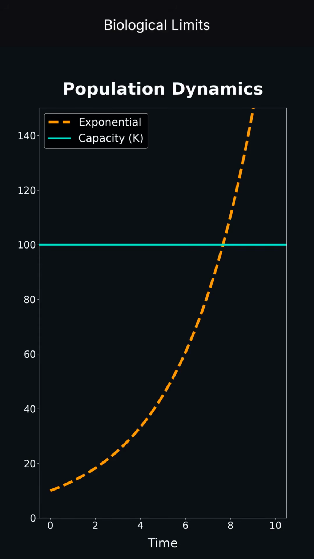Now, let us switch gears to population growth. Unrestricted populations grow exponentially, doubling at a constant rate. However, real-world environments have limited space and food. This introduces a natural ceiling on growth, known as the carrying capacity of the ecosystem.